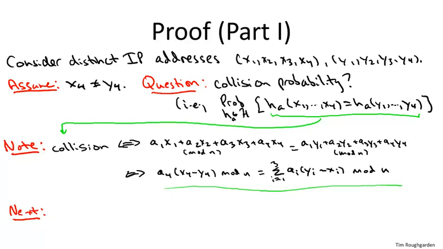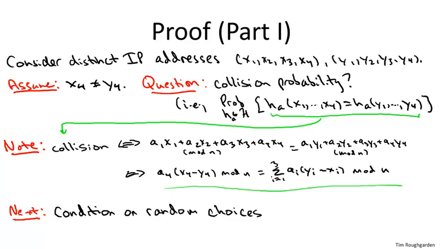So again, remember, in the definition of a universal hash function, you analyze collision probability under a random choice of a hash function. What does it mean to choose a random hash function for us? It means a random choice of A1 and A2 and A3 and A4. So we're making 4 random choices.